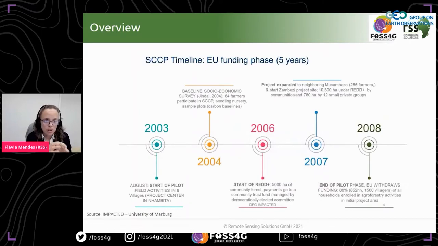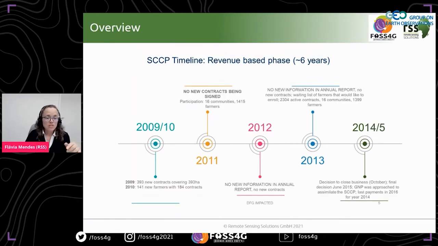I will give you a very short overview of the project timeline. The project started in 2003, the pilot project, and some farmers were already doing contracts. Then in 2006, they started the REDD component inside of this project. Then in 2008, we have the end of the pilot phase that they started in 2003. Then 2009, 2010 was the last year that new contracts were signed. And from 2011, we have no new contracts signed. Also after this year, we started to not have so much information, as we had with annual reports. And then in 2014, they decided to close the business, unfortunately.